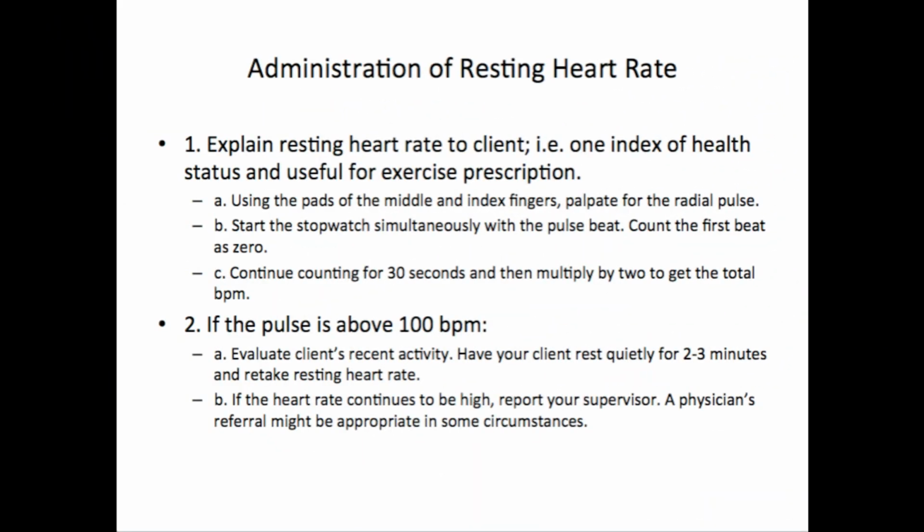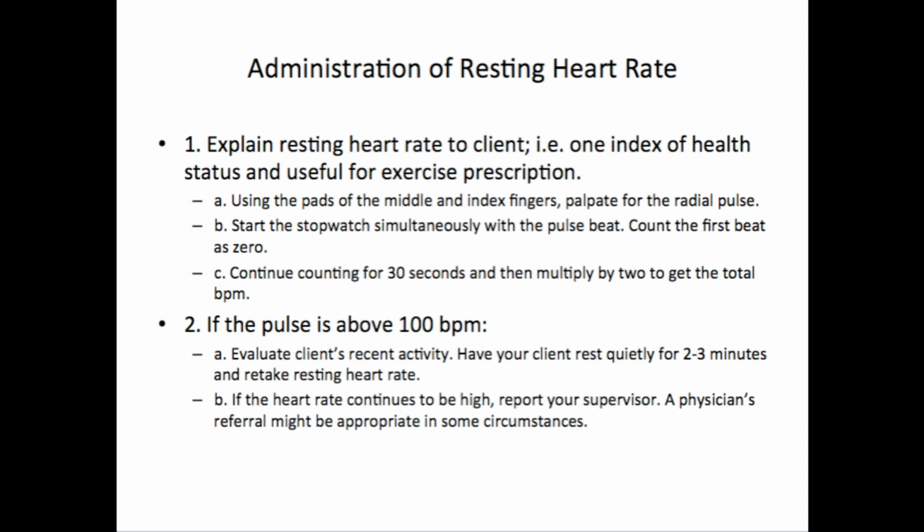Bradycardia is the term used to indicate a slow heart rate of less than 60 beats per minute, while tachycardia indicates a high heart rate of greater than 100 beats per minute. If the pulse is above 100 beats per minute, evaluate your client's recent activity for an explanation. He or she may have just ran up the stairs.